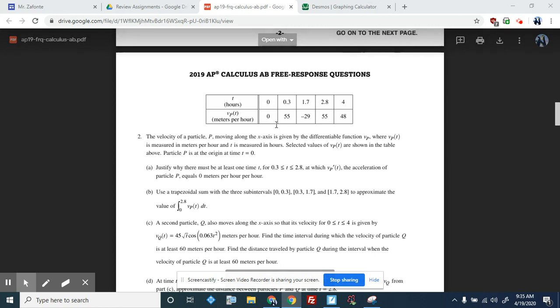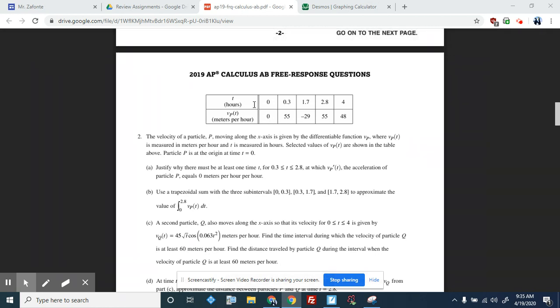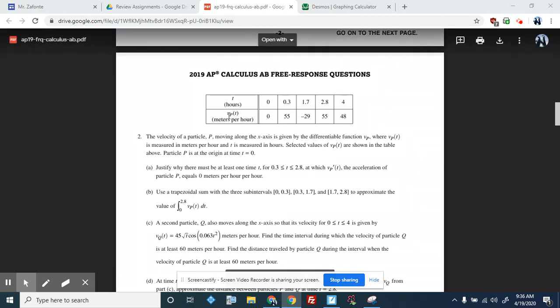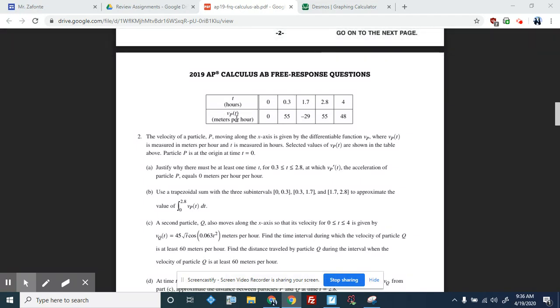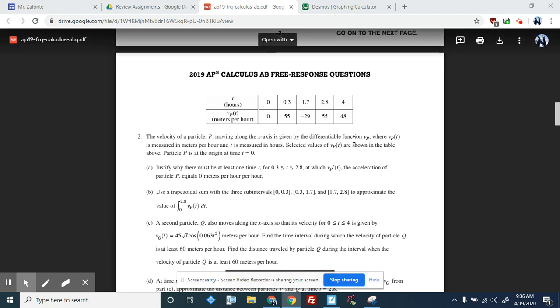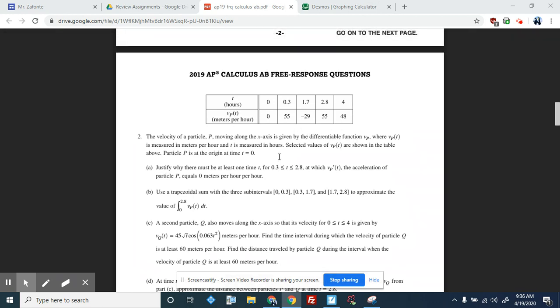So you've got a table of values. It looks like a velocity function at different time values. I'll read it. The velocity of particle P moving along the x-axis is given by the differentiable function. That's huge. They're telling us that V subscript P of T, so Vp of T, is differentiable. Right off the bat, you should be thinking, it's differentiable, so I also know it's continuous. That's a big deal.